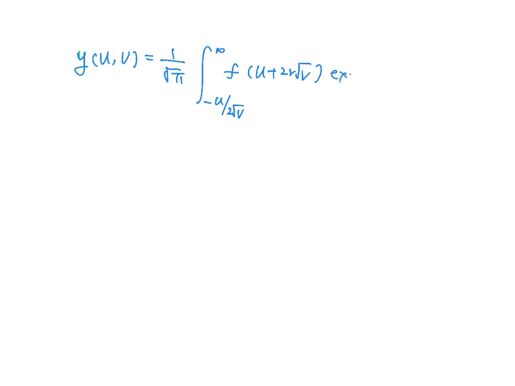So u(u,v) is 1 over root pi, the integral from minus u over 2 root v to infinity of f(u plus 2r root v) exponential minus r squared dr.